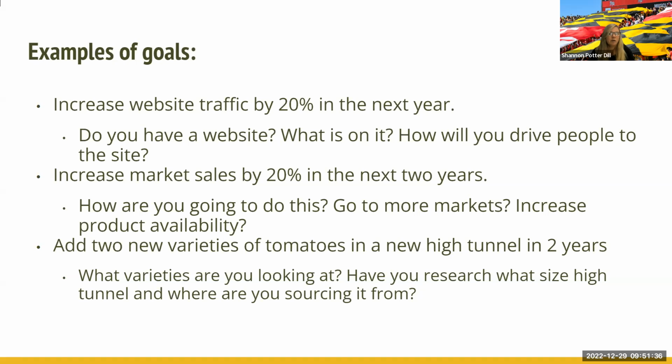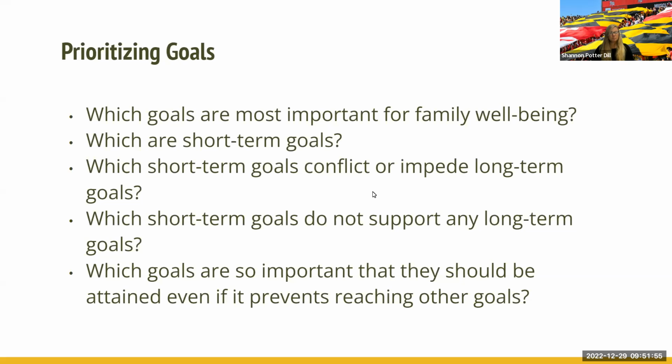And then for the high tunnel, what varieties are you looking at? What type of high tunnel are you installing? And where would you be sourcing it from? Do you have the building pad? Where would it be located on the farm? So think of those large goals, and then what are those action items and implementation steps available to you?